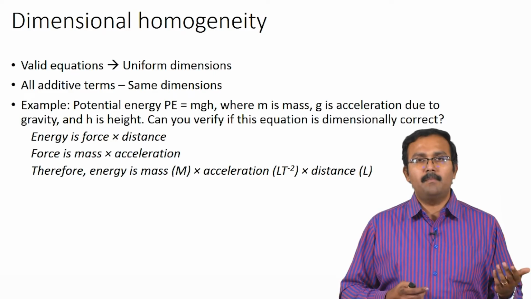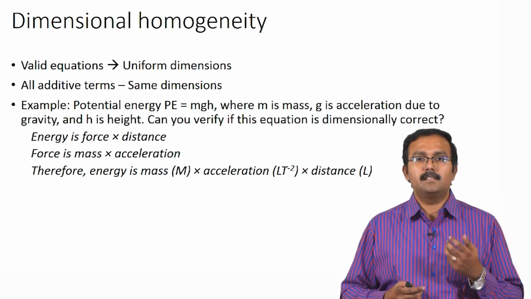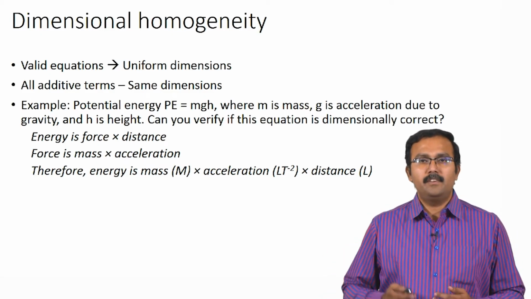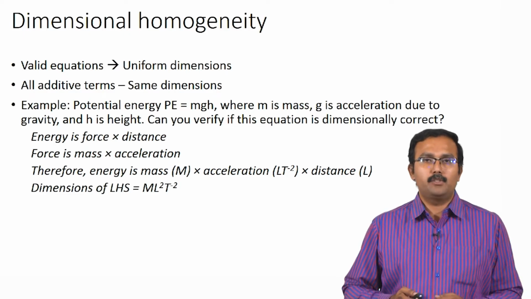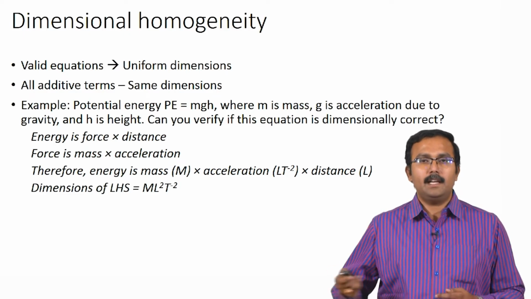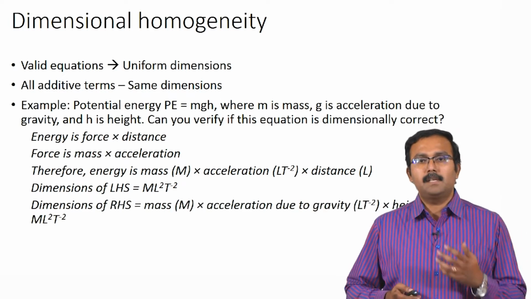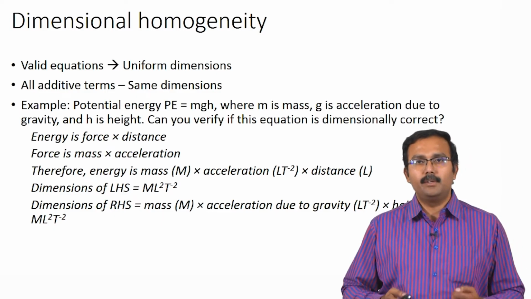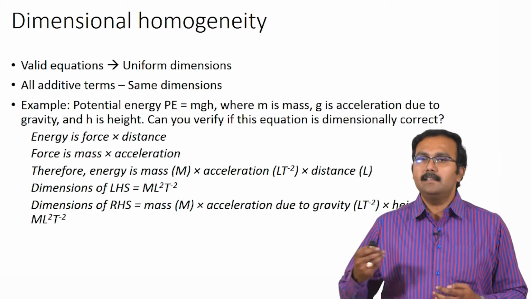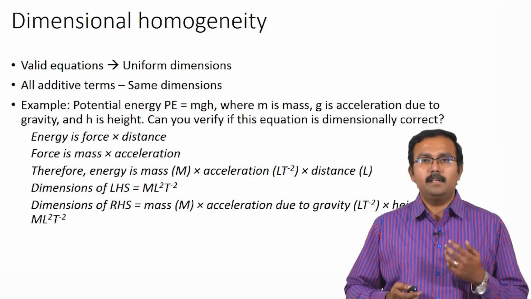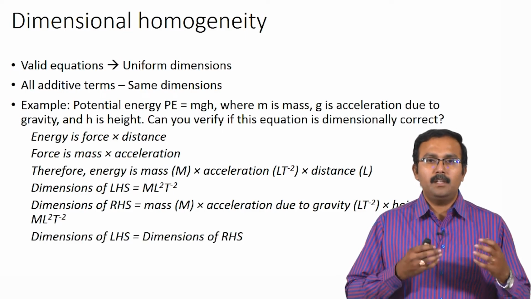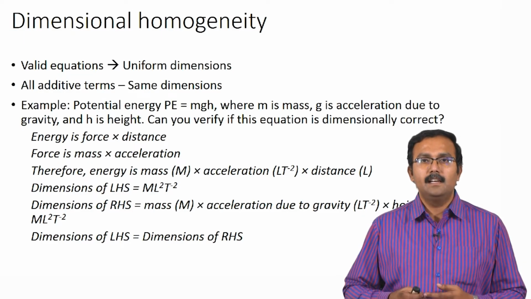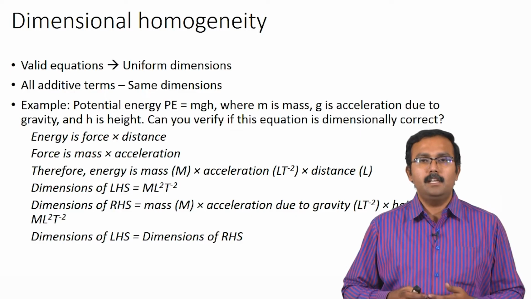So, we know that the dimensions of mass is M, dimensions of acceleration is L T to the power minus 2 and distance is L. Therefore, it gives the total dimensions of the left hand side as M L squared T to the power minus 2. Now, let us calculate the dimensions for the right hand side. It is mass times acceleration due to gravity times height. Dimensions of mass is M, dimensions of acceleration due to gravity is L T to the power minus 2 and height is L, thereby again giving M L squared T to the power minus 2. So, based on the dimensional homogeneity, the dimensions of the left hand side are equal to the dimensions of the right hand side. This proves that this equation is dimensionally homogeneous and correct.